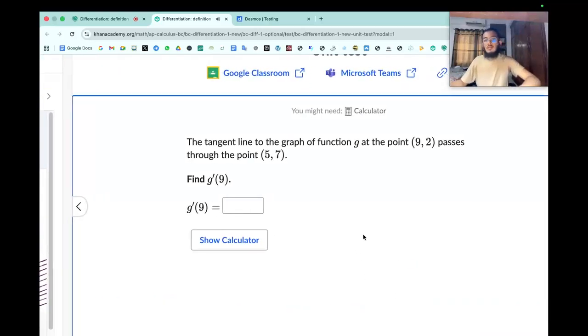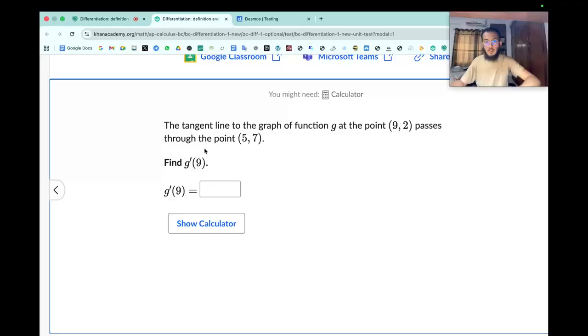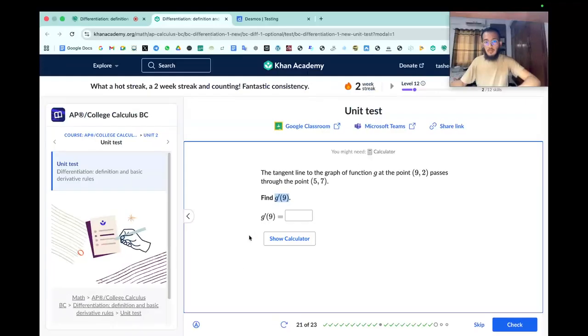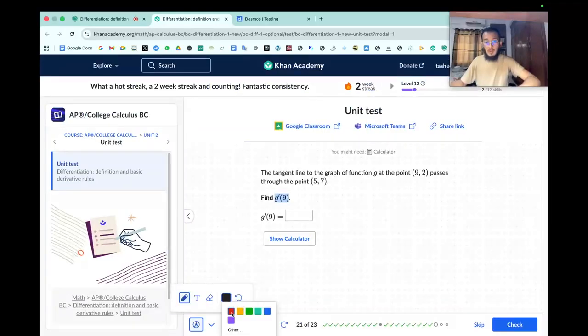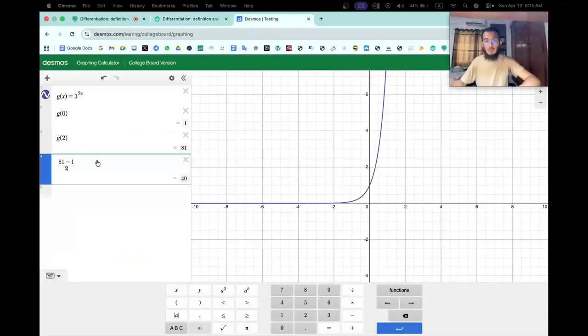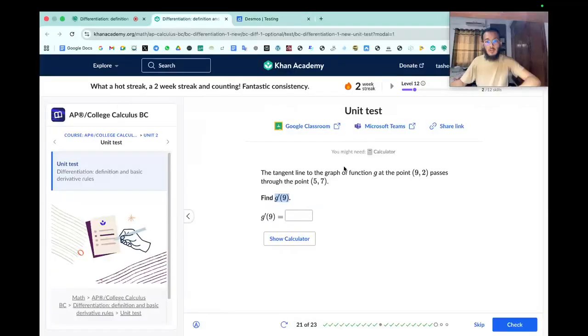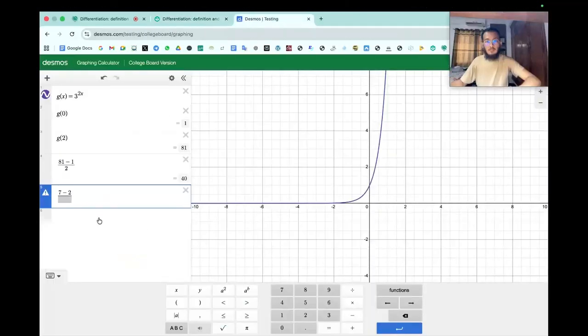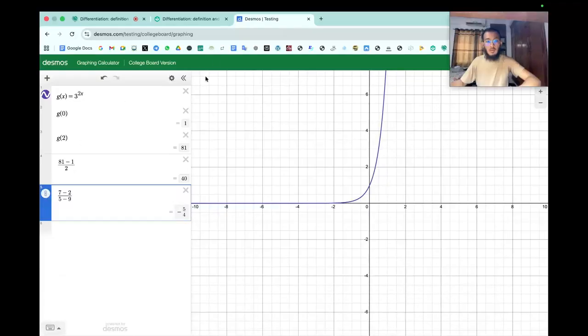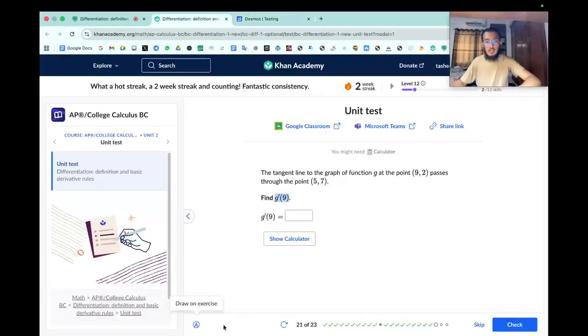The tangent of the graph of g at the point this thing passes through this thing. Find g prime 9. Okay, let's see what it is talking about. Basically, we have to find the gradient. So y2 minus y1, 7 minus 2, over x2 minus x1, 5 minus 9, is negative 1.25 or negative 5 by 4. But let's see what they are talking about.